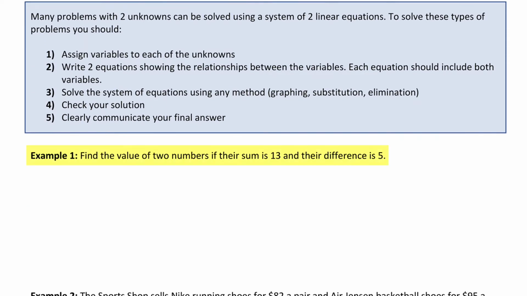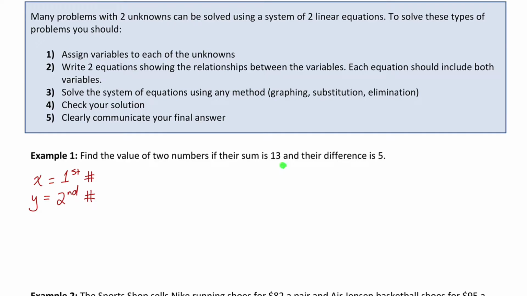The first example says to find the value of 2 numbers if their sum is 13 and their difference is 5. So we should start this question by figuring out what are the 2 unknowns and then assigning them to variables. The question says find the value of 2 numbers. So we need to find the value of 2 different numbers. Let's let x equal the value of the first number, and let's let y equal the value of the second number. And now what I have to do is make 2 equations that involve the variables. So I need to make 2 equations that show the relationship between x and y.